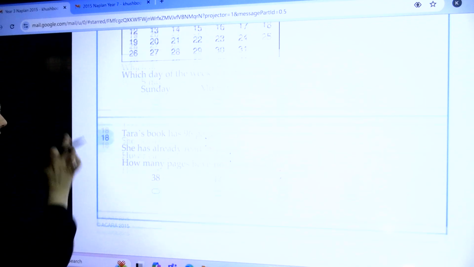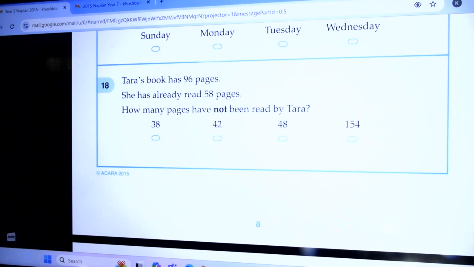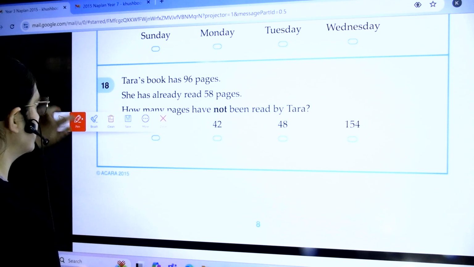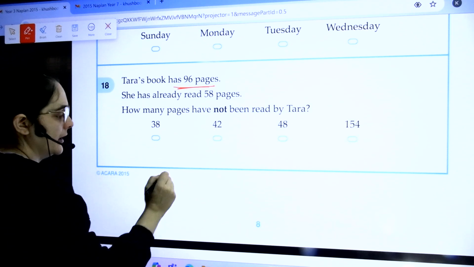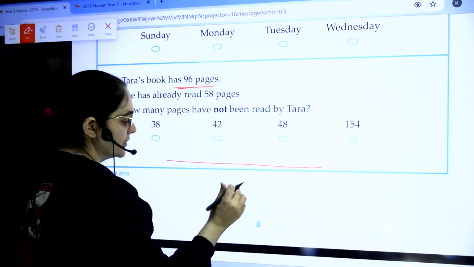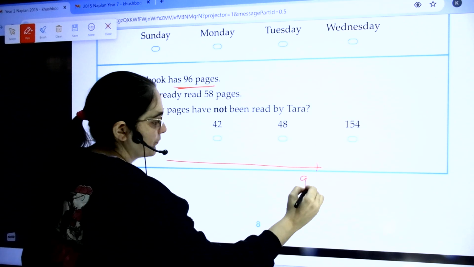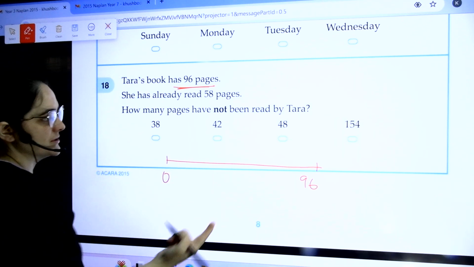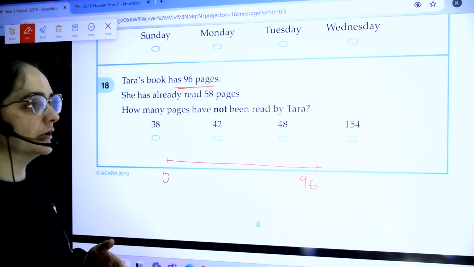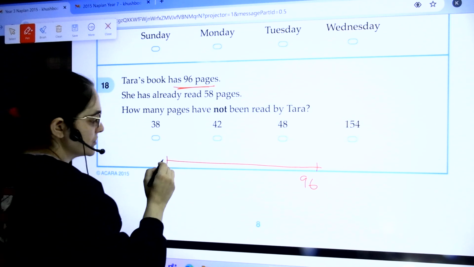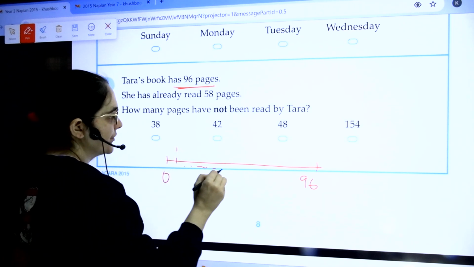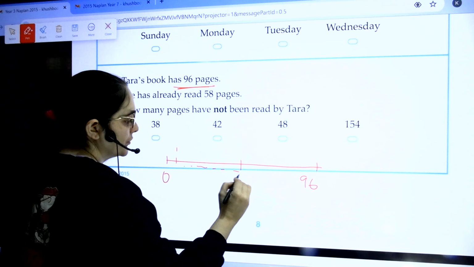Now question 18. Tara's book has 96 pages. She has already read 58 pages. How many pages have not been read by Tara? So the book totally had 96 pages. Assume this is 0 to 96 pages of the book. She has already read 58 pages. So she started from page 1 and she read almost 58 pages.